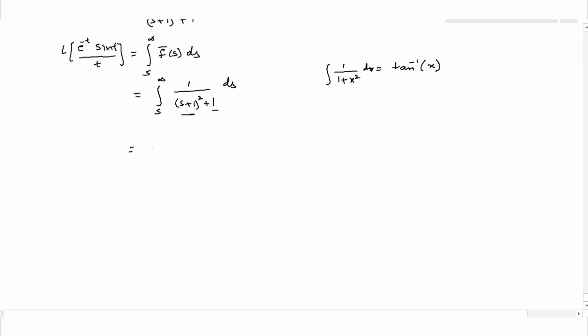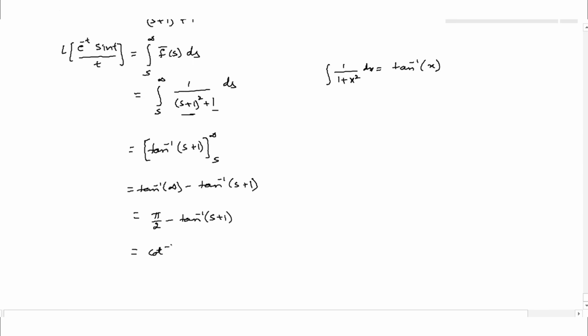So we get tan inverse of x, where x in this case is s plus 1. Limit values are s to infinity. Apply the upper and lower limits: tan inverse of infinity minus the lower limit value, which is s itself, so tan inverse of s plus 1. We know tan inverse of infinity is pi by 2, minus tan inverse of s plus 1 as it is. Pi by 2 minus tan inverse of s plus 1 is cot inverse of s plus 1. That is the basic formula you need to remember.